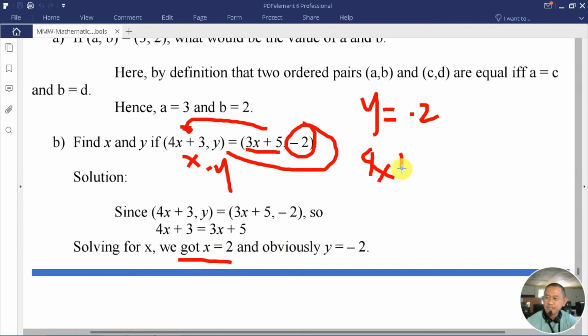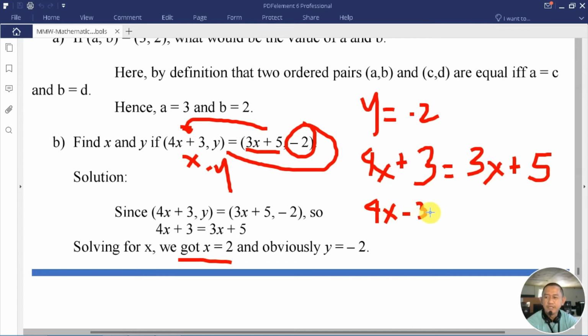We have 4x + 3 = 3x + 5. So, you're going to put all x here. So, we have 4x - 3x = 5 - 3. So, you will have your x equals to 2. So, that's why your answer is x equals 2 and y equals negative 2.